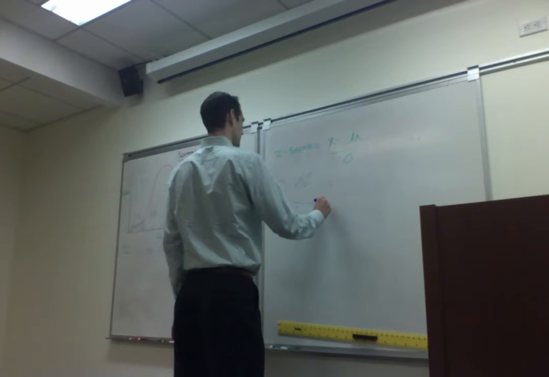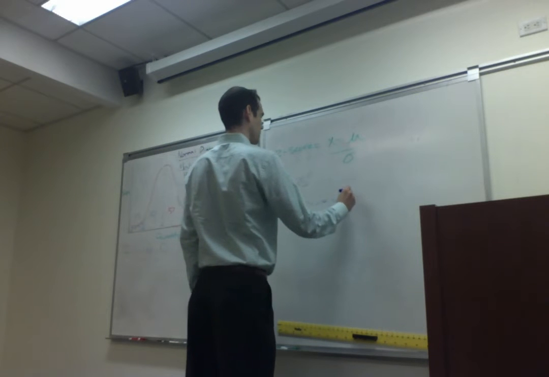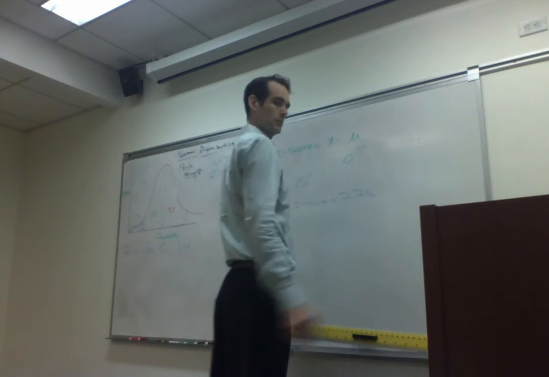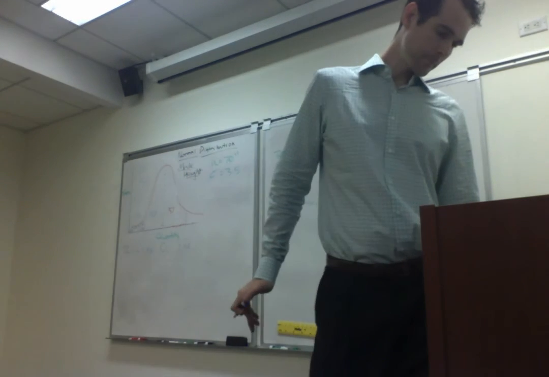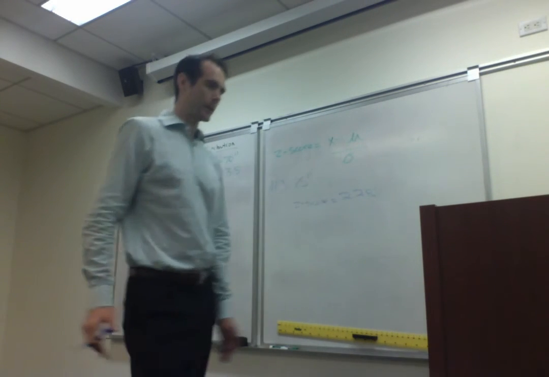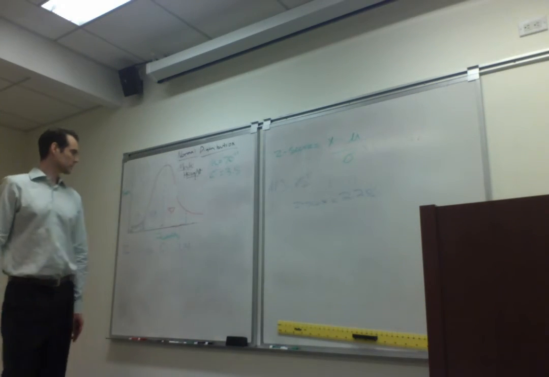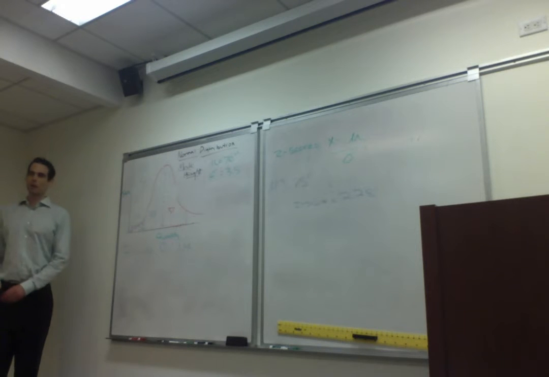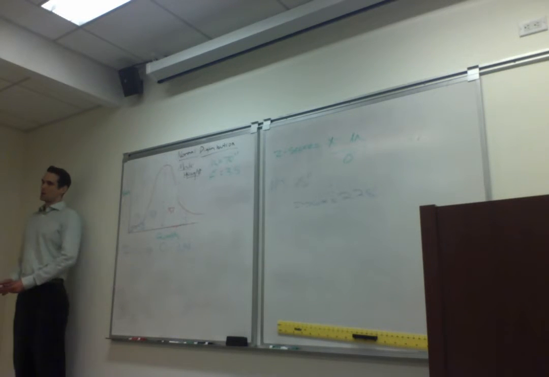Z-score equals 2.28. Everyone get that? Yes. Okay. Next question. What percentage of males are taller than Michael Jordan?